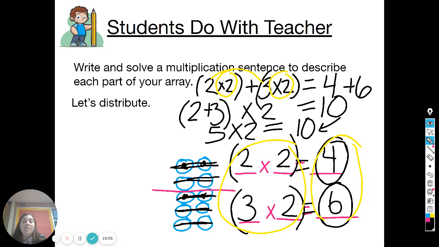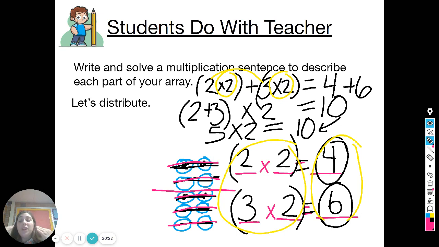Let's check our work. Let's go back and let's solve 5 times 2. Go ahead and skip count by 2s with me. 2, 4, 6, 8, 10. So, does 5 times 2 equal 10? Yes, it does.